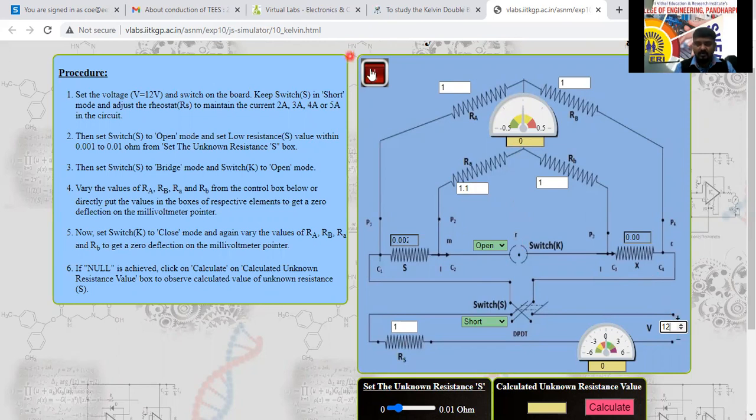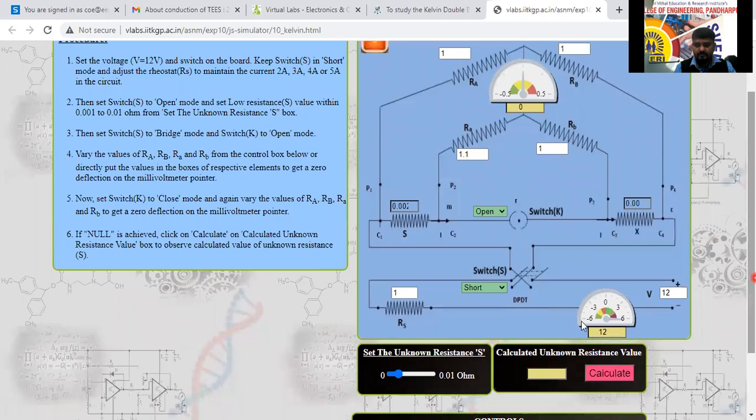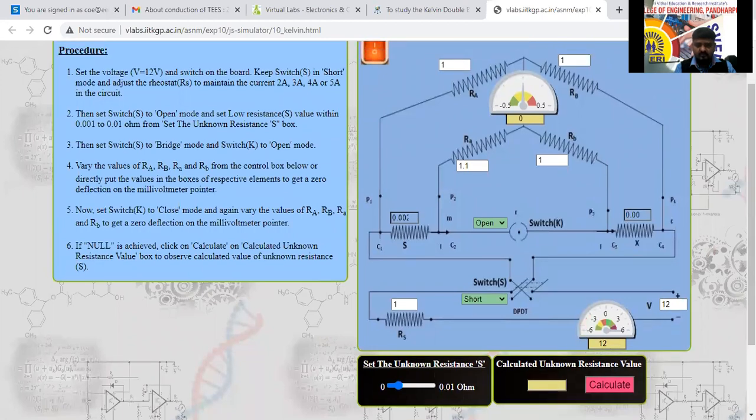I'll switch on the supply. What is the current here? How much current is there? This is the ammeter here. The current is 12 here. What do I have to do? I have to increase this one. By increasing this, we have to bring that current to 5 ampere or 2 ampere or 3 ampere. 4 it came. So it is a current limiting resistance. As I told previously, I will consider 2 ampere.